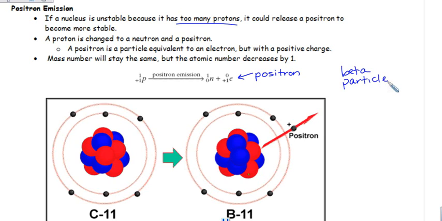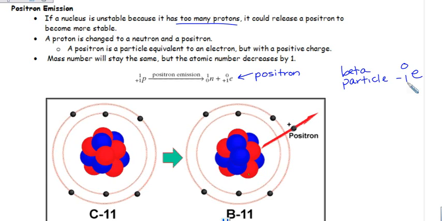The beta particle was essentially an electron. Its symbol was E, no substantial mass, -1 charge. The positron is very, very similar. It still has the symbol E, but it's almost like a positive electron. It's an equivalent particle, but a positive charge.